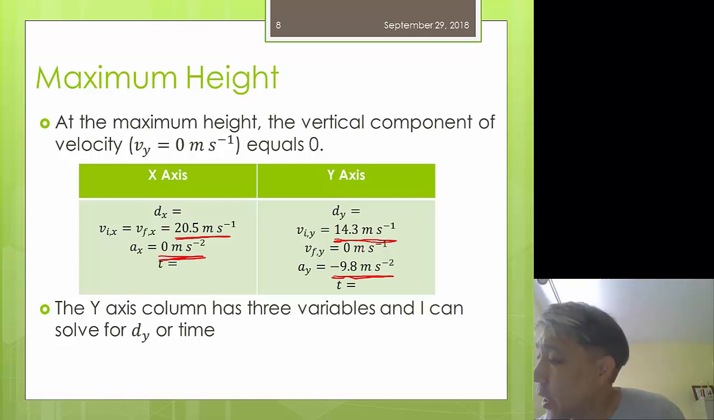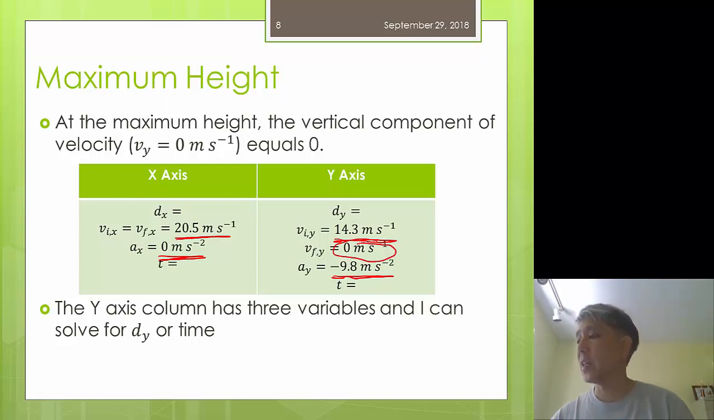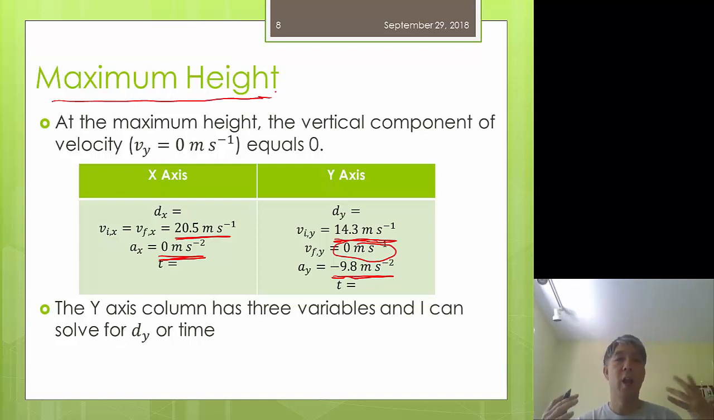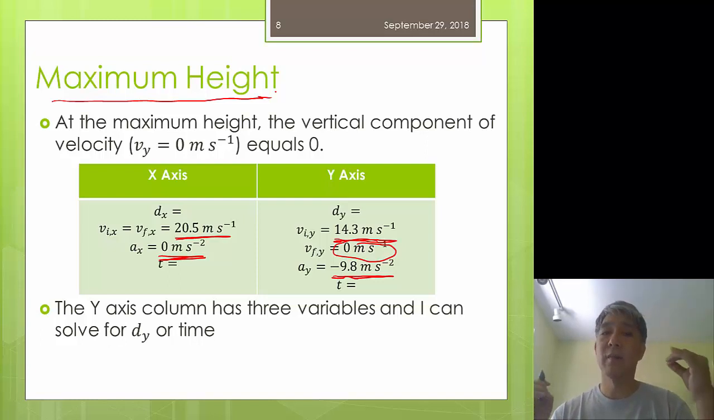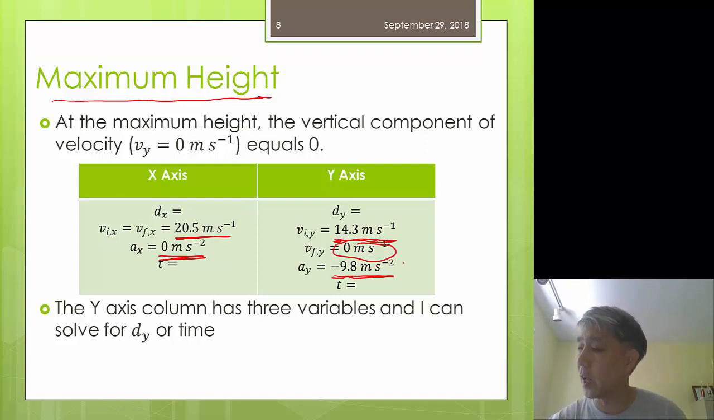The reason I have this value filled out, my final velocity on the y-axis being 0, is because I'm looking for maximum height. Remember, at the maximum height, the vertical component of my velocity is going to equal 0. Since at my maximum height my vertical velocity equals 0, I can put that value in. Now I have 3 variables in my y column, 1, 2, 3, and I can solve for my displacement on the y, which is what I'm looking for, the maximum height.